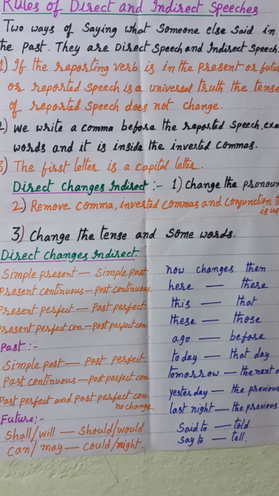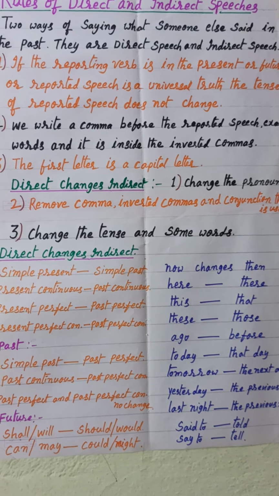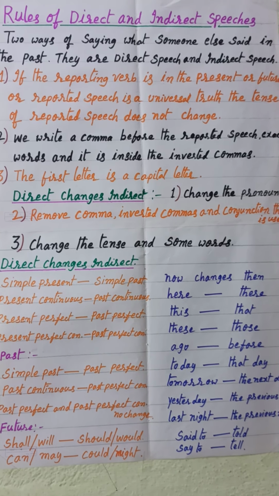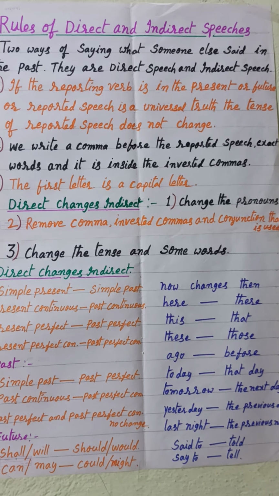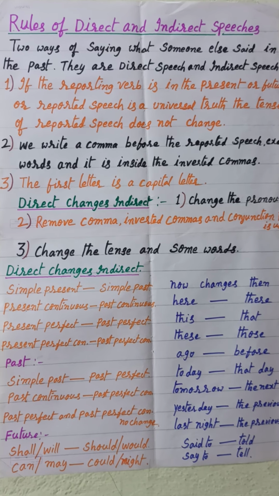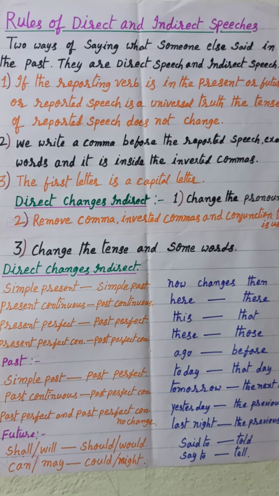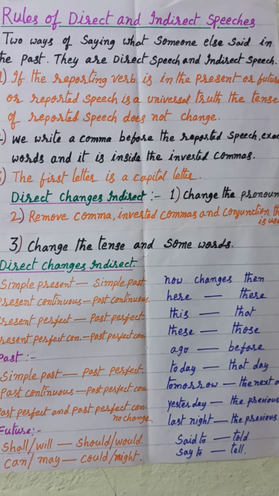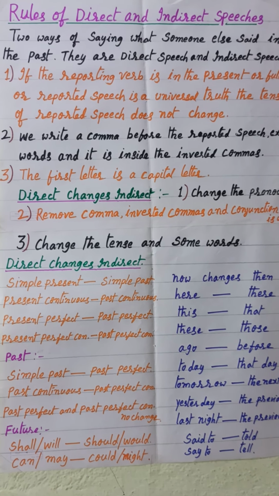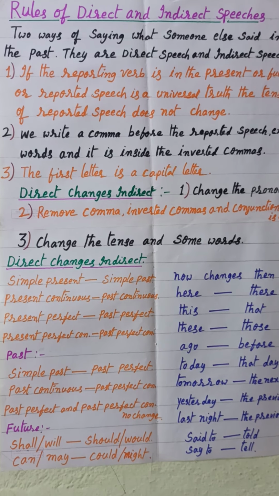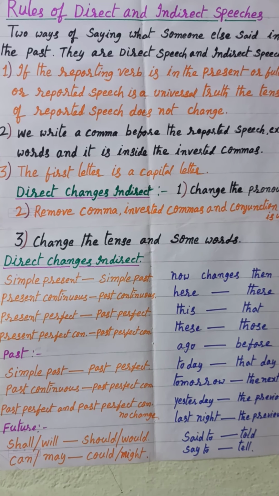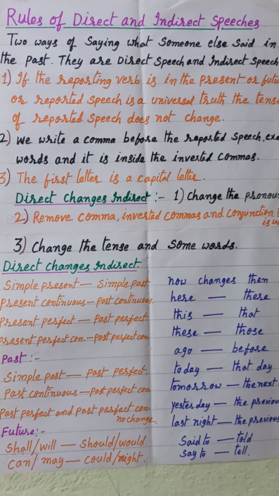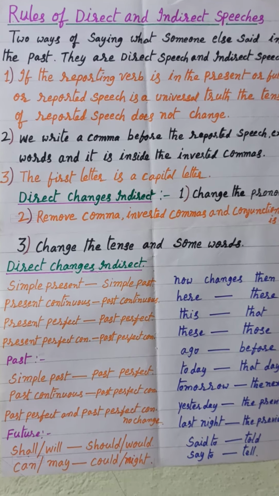I would like to improve our speaking skills. Now we are going to learn about rules of direct and indirect speeches. There are two ways of saying what someone else said in the past. They are direct speech and indirect speech. There are some rules.